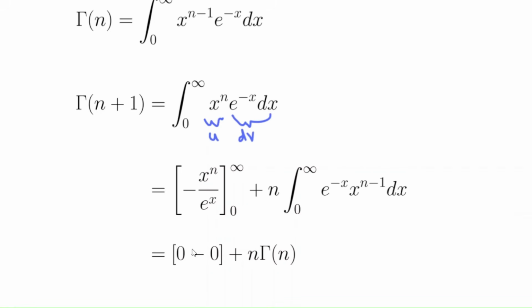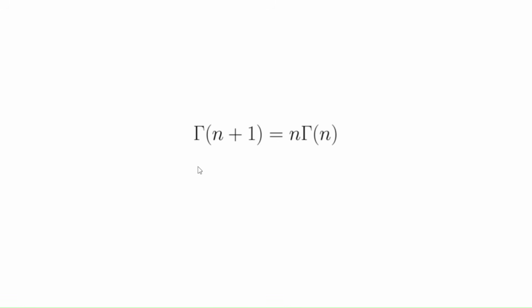So you get 0 minus 0 plus n times, well, this integral is really just gamma of n. In fact, it's really just the definition of gamma of n. So notice that gamma of n plus 1 just ends up being n times gamma of n. And this is going to be extremely important for us. So I've written it right here. Gamma of n plus 1 is n times gamma of n.